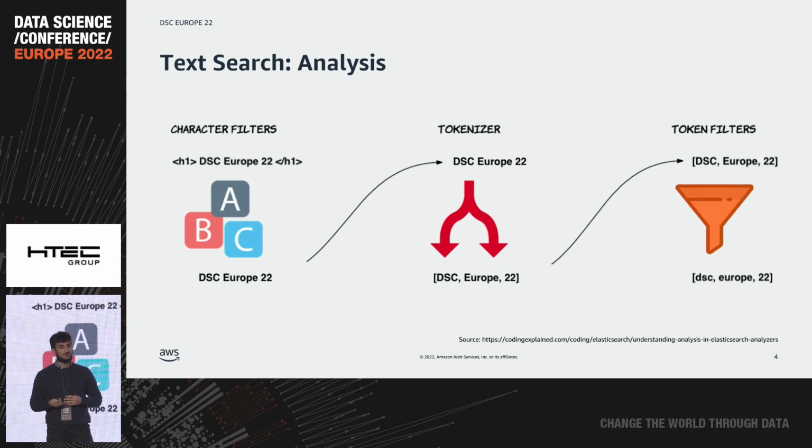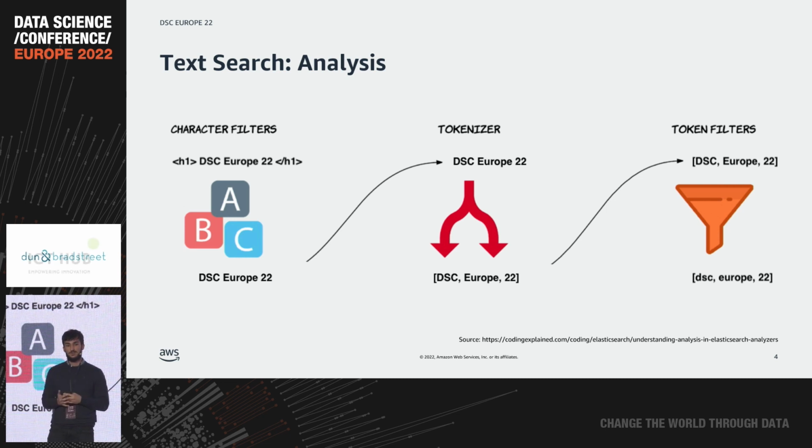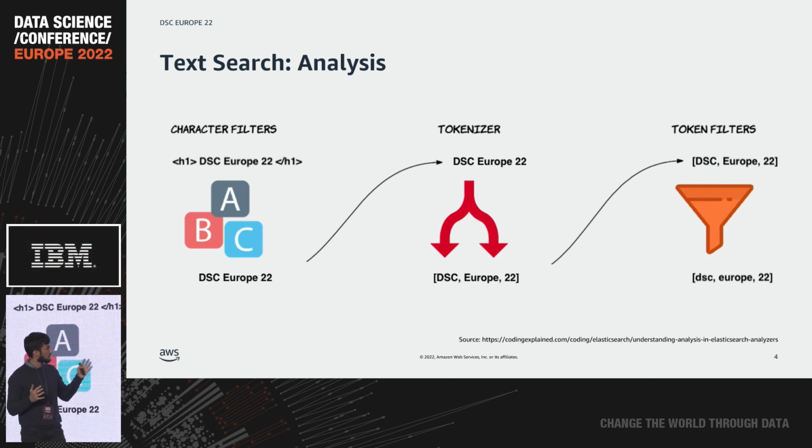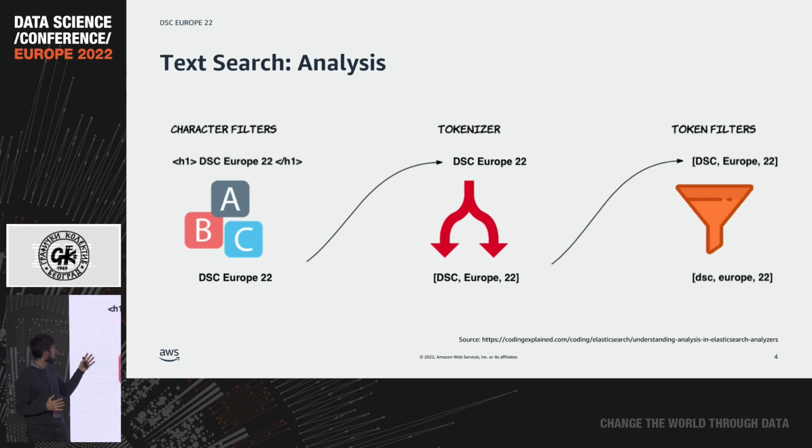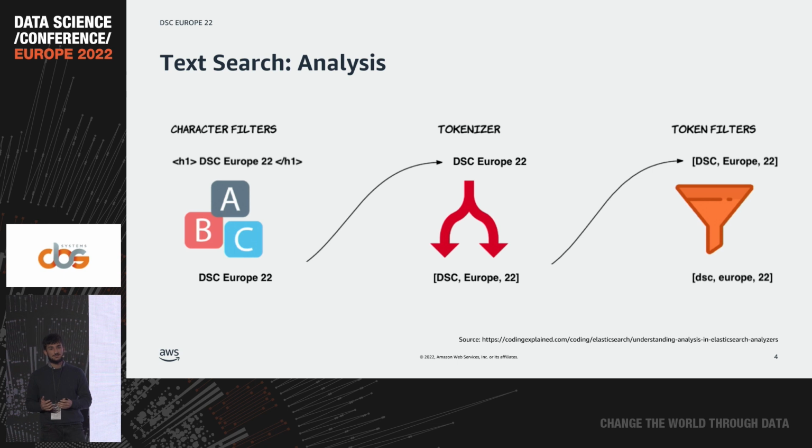We have three main steps. The first one we have is character filters. For character filters, one typical example would be to remove the HTML tags. So let's go through all these steps with a very simple example: H1 DSC Europe 22 with closing HTML tags. First, we remove all the HTML tags that don't contain any meaningful information that is of interest to us.